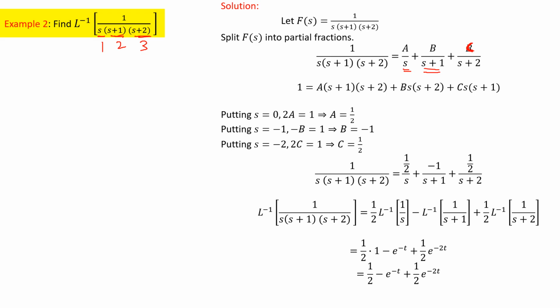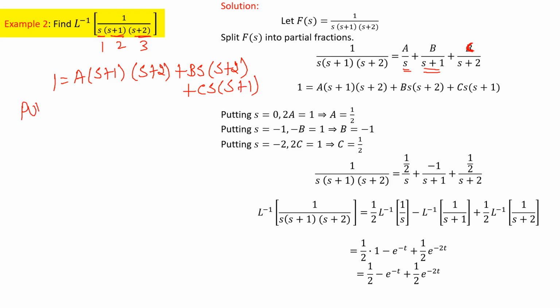Okay, so now multiplying both sides of the equation by s into (s plus 1) into (s plus 2). If I do so, I will get 1 is equal to a times (s plus 1) times (s plus 2) plus b multiplied by s times (s plus 2) plus c multiplied by s times (s plus 1). Then we have to put some values to get the value of a, b and c. If I substitute s equal to 0, I will get 2a is equal to 1. So a equal to 1 by 2.